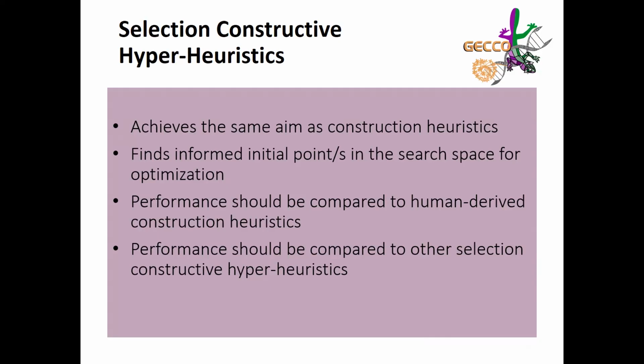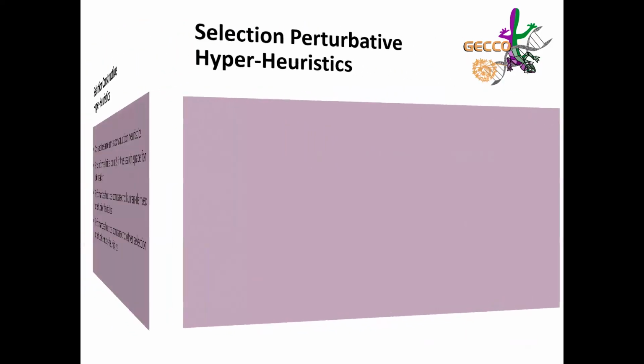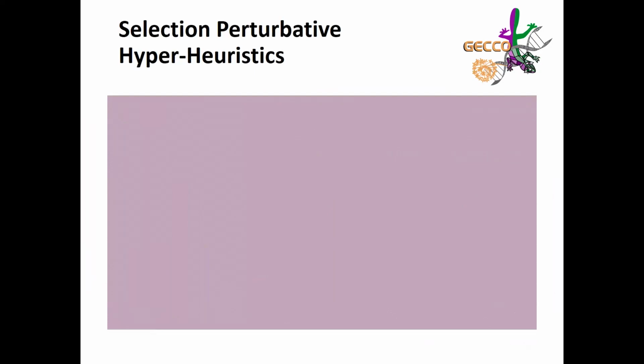So yes, we have had cases where they do give good results, and in some cases are comparable to state of the art, but that's not the ultimate goal when you're trying to assess your selection constructive hyperheuristic. So if you look at selection perturbative hyperheuristics, now those are different. So what do you think they should do? What is your selection perturbative hyperheuristic doing?